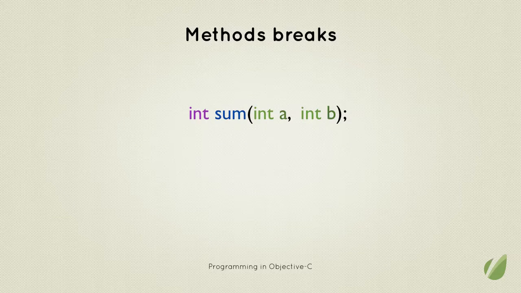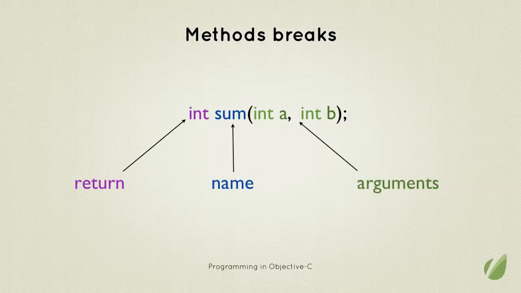Let's start by looking at a standard function prototype written in a pseudo-C language. We can split it in three parts. The first, int, represents the return value. Then we have the name of the function, in this case sum, and within the parentheses there are the function arguments, in this case two integers called a and b.